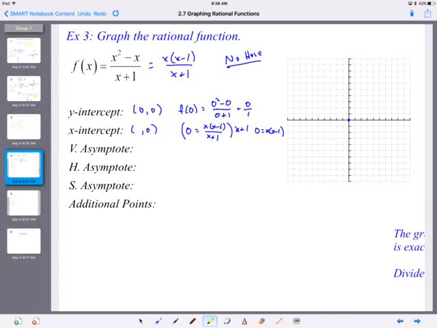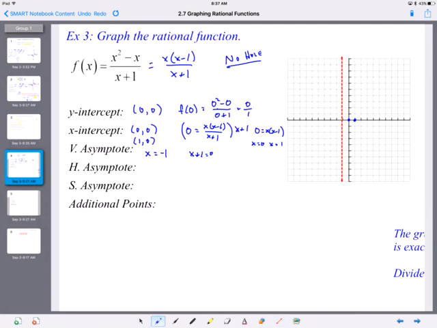So on this one, the numerator actually is a quadratic, so we get two values. X can equal 0 or x can equal 1. So there's two x-intercepts, one at (0, 0), which we already knew, and one at (1, 0). Alright. Vertical asymptote is at x equals -1 because x plus 1 cannot equal 0. So at x equals -1, we have a vertical asymptote.